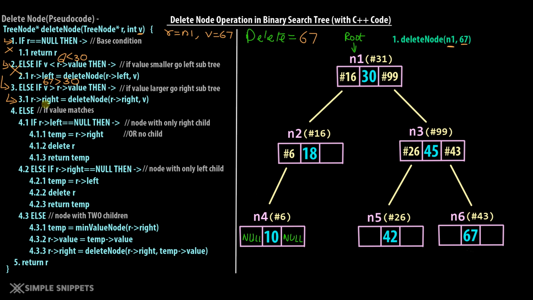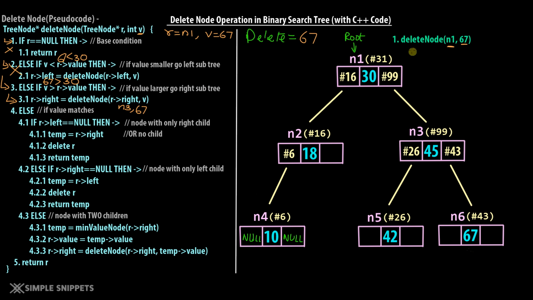So what is this line? Over here we are giving a recursive call and we are calling delete node on the right child of n1, because R is n1, and when I say R of right, it would be the right side of n1, which is hash 99, which is nothing but the address of n3. So a second delete node function is called. It is a recursive call. This time we are passing n3 and V is going to be as it is. The value to be deleted is 67 only, and this is to the RHS.